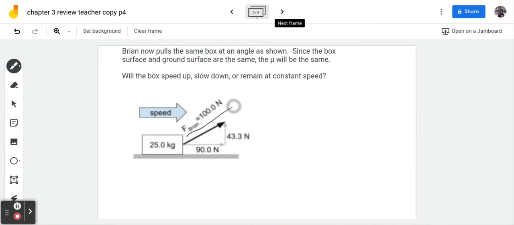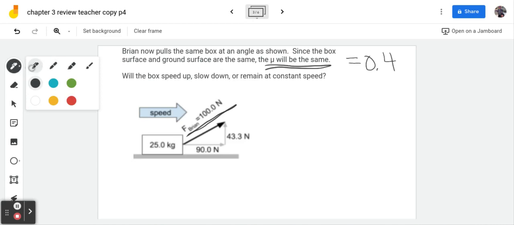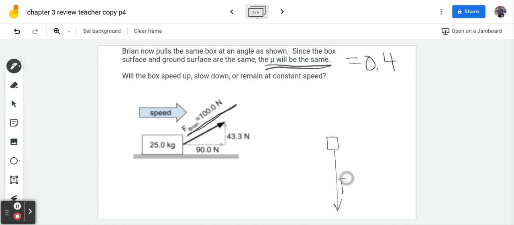He's pulling the same box, but he changed his angle. Mu stays the same, and it's 0.4. And we want to know, is the box speeding up, slowing down, or remaining at a constant speed? So you might be like, how do I know that? Well, let's make a free body diagram real quick. Still force of gravity 250.